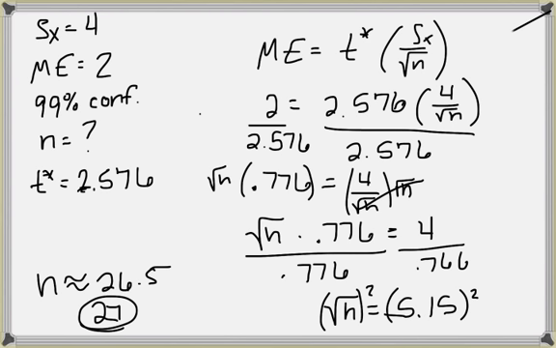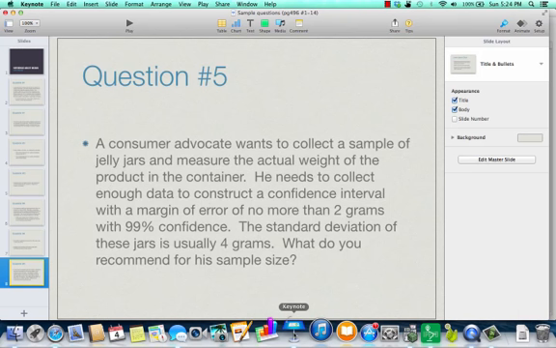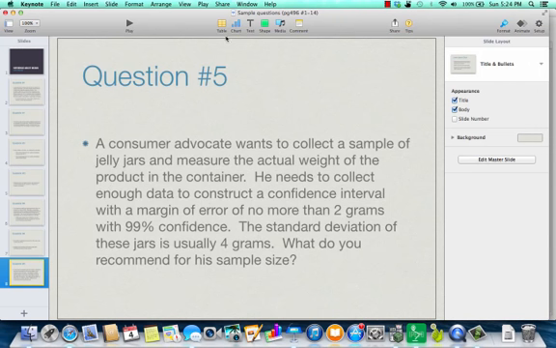So those were just some of the inference about means problems. So hopefully you followed along pretty easily on those, and hopefully we were able to do those pretty well.